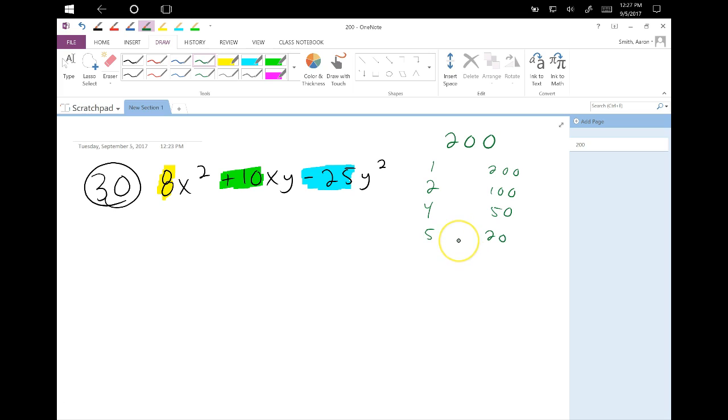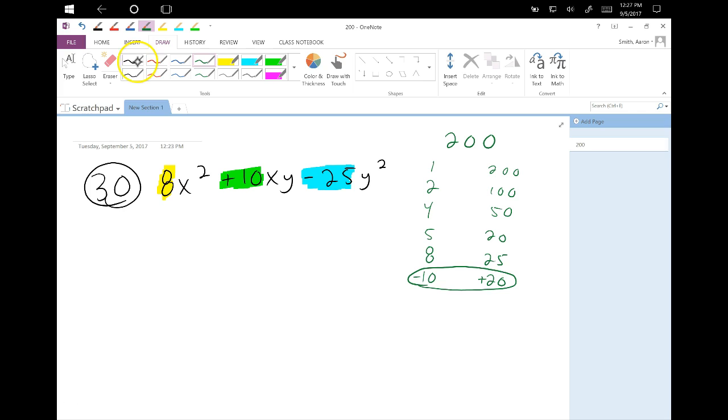It's not divisible by 6, so I'm going to say 7 won't work, 8 will. 8 and 25. 10 and 20. I think this is what we want, 10 and 20. Right, we want it to multiply to negative 200, right, to 8 times negative 25, and add to positive 10. So if I do negative 10, positive 20, that'll do it. So those are my magic numbers.